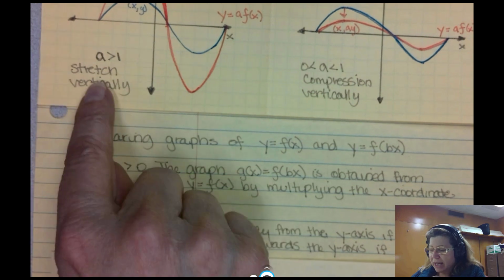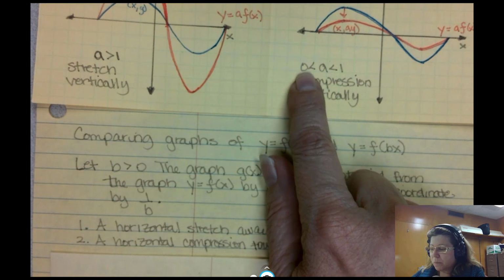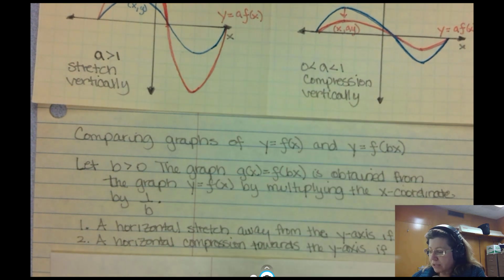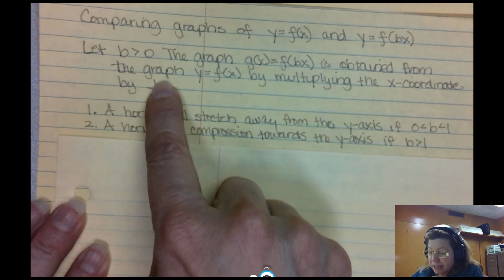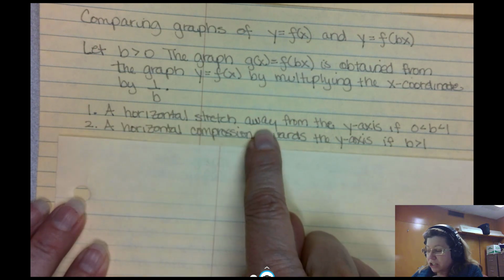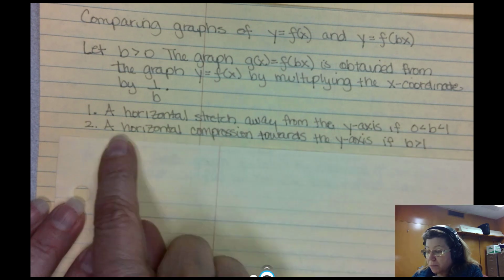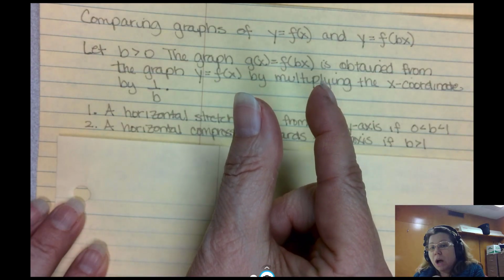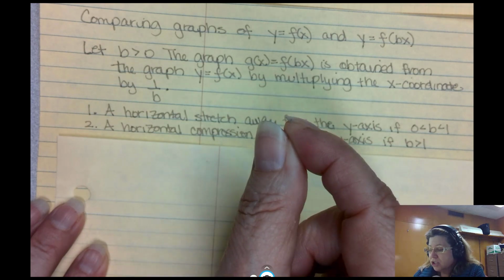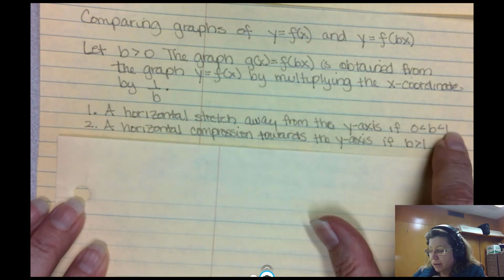So just like we had a stretch vertically if a is greater than 1, and if it's between 0 and 1, it's a compression. For horizontal, it's actually the opposite. Because it is the reciprocal of b, the horizontal stretch away from the y-axis is when b is between 0 and 1, but a horizontal compression towards the y-axis happens if b is greater than 1. Right? So we get closer into the y if b is greater than 1, and stretch away from the y if b is anywhere between 0 and 1.